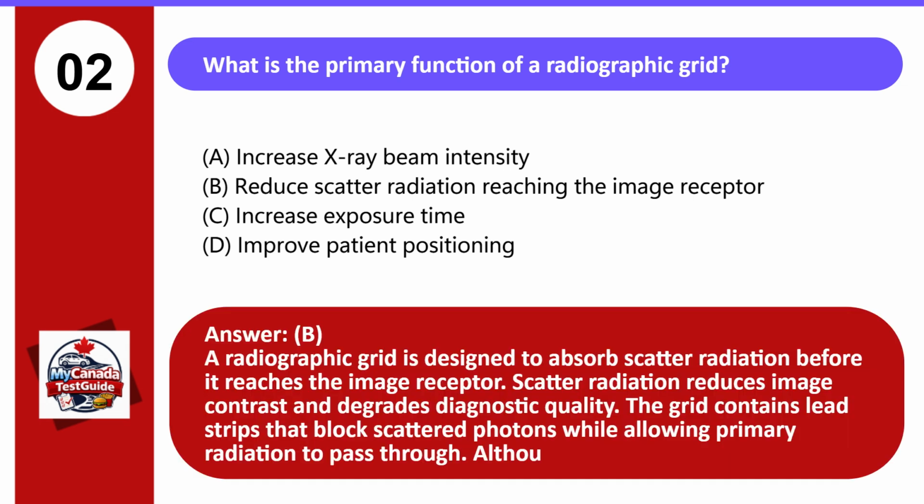A radiographic grid is designed to absorb scatter radiation before it reaches the image receptor. Scatter radiation reduces image contrast and degrades diagnostic quality. The grid contains lead strips that block scattered photons while allowing primary radiation to pass through. Although grids improve image quality, they also require increased exposure factors, which must be carefully managed to avoid unnecessary radiation dose.